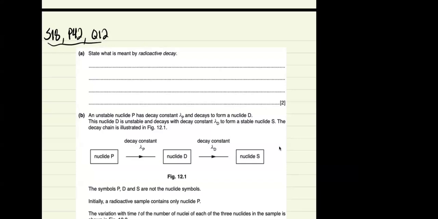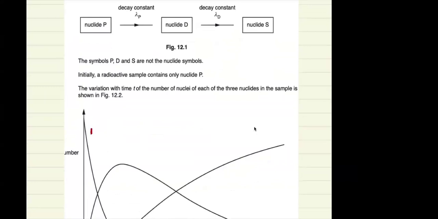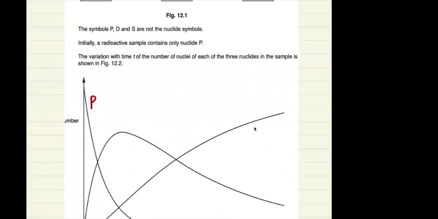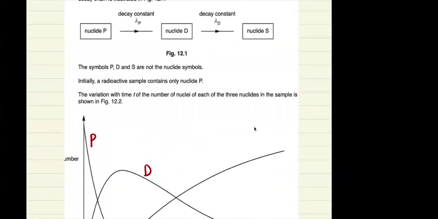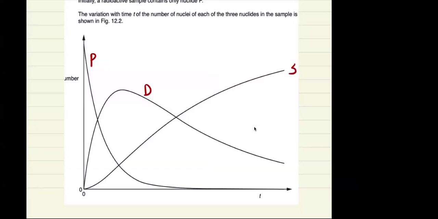So I have to look at what each of these are, right? It's pretty easy. Because P is just going to decrease throughout, because it's always decaying. So this is P. But because D, its first form, then it also decays, this is T. And then because S is not going to decay, it's just going to form. So this is the one which is consistently increasing throughout, this is S.